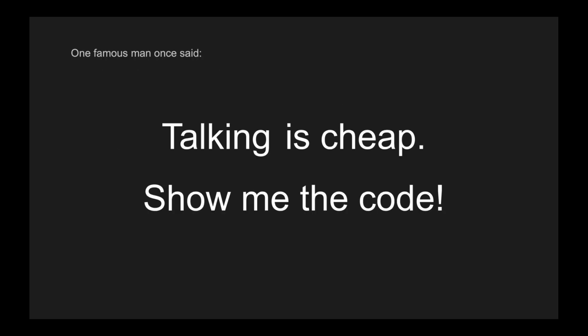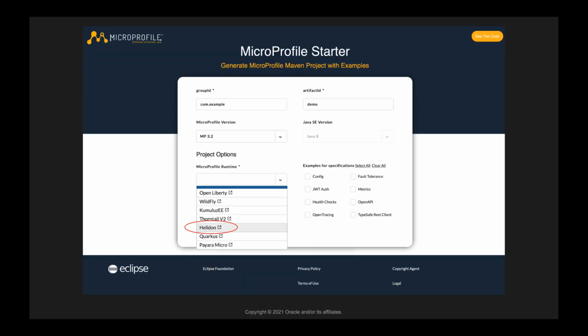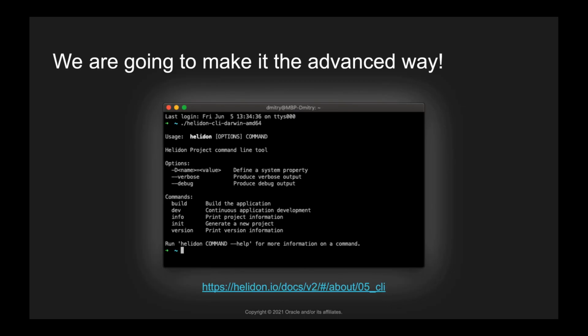But let us dive into the code. How can we start coding with Helidon? First of all, you can easily go to the MicroProfile Starter page, where you can select Helidon as an implementation and the version, and you will get a POM file which will be a foundation for your project. But let us do it a different way.